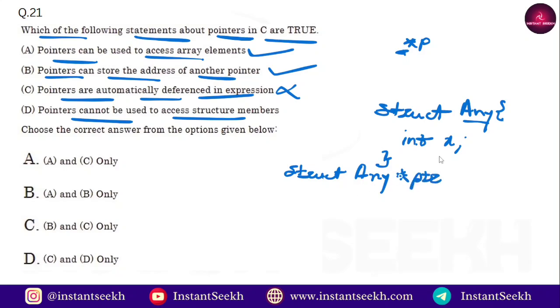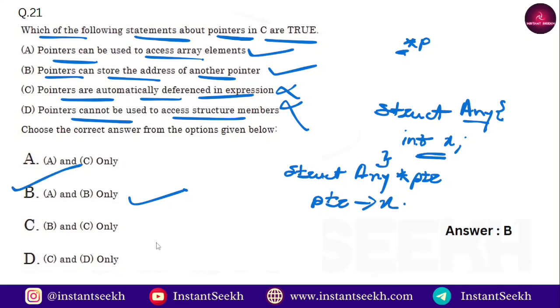Now you can access x, this data member of the structure, using the pointer. How can you access it? Using ptr then x. You can access this. So this is also wrong. So your correct answer is A and B only, that is your option B.